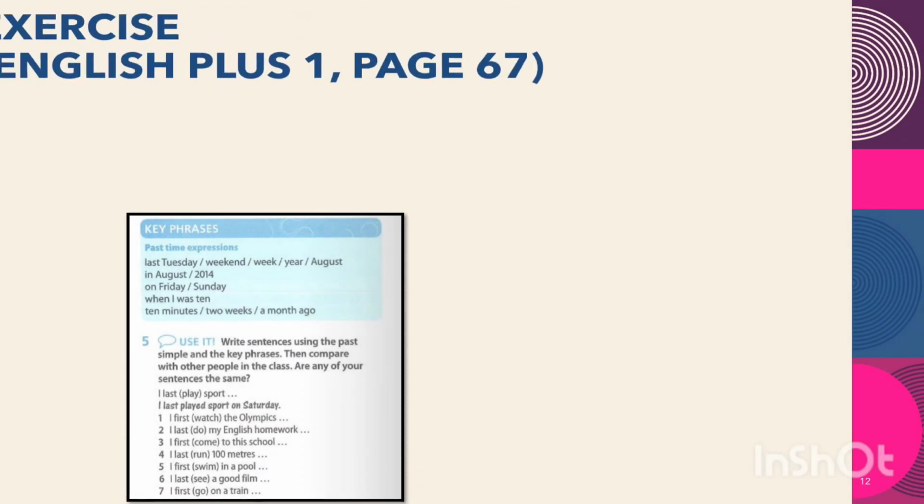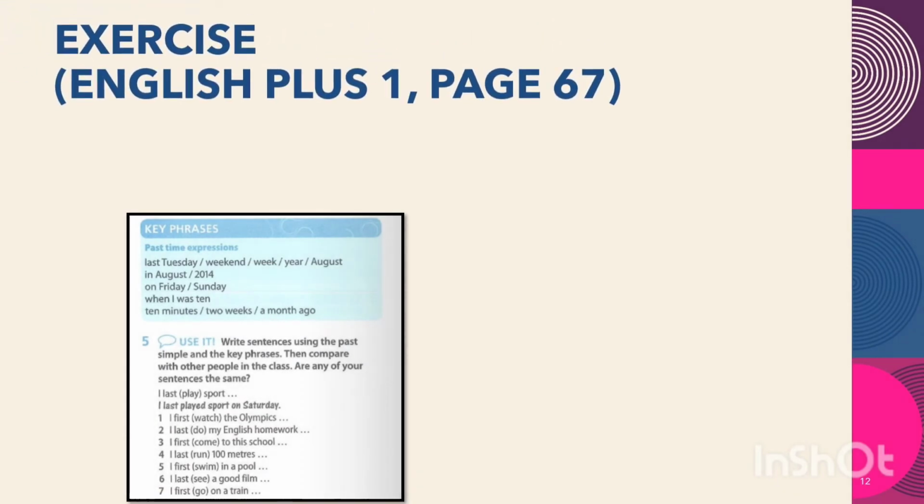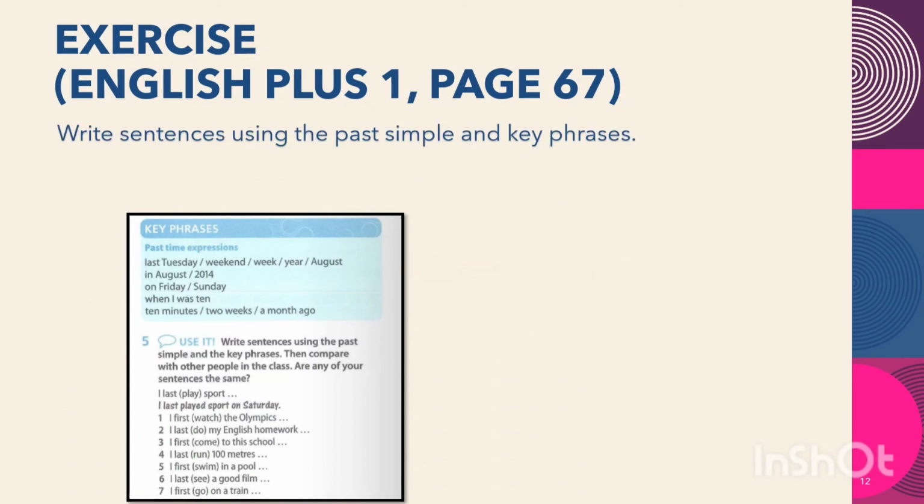The second exercise is also in page 67. Write sentences using the past simple and key phrases. So these are the key phrases given. Example, I last in bracket play sport. So what you need to do is change the word in the bracket. Play become played. And then you need to add the key phrases or the past time expressions.